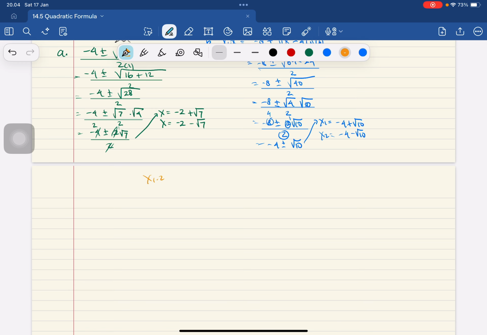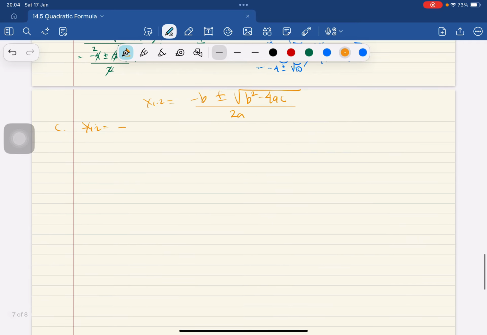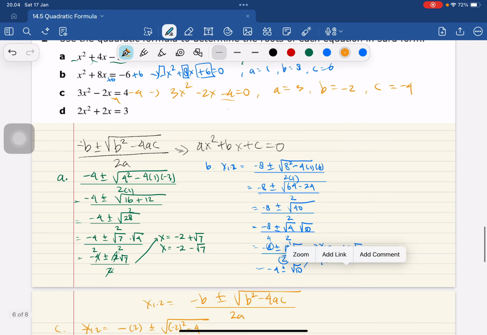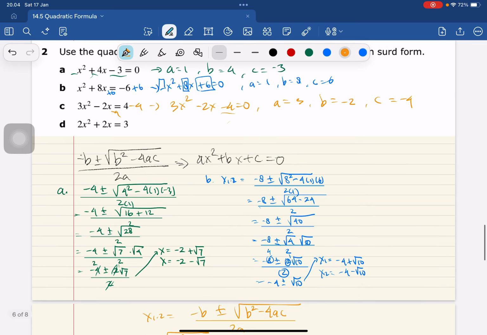x1,2 is minus b plus or minus the square root of b squared minus 4ac. Then we divide by 2a. So for equation c, x1,2, minus b is minus 2, so minus 2 plus or minus the square root of minus 2 squared minus 4 times a, which is 3, times 3, and we multiply it by minus 4.